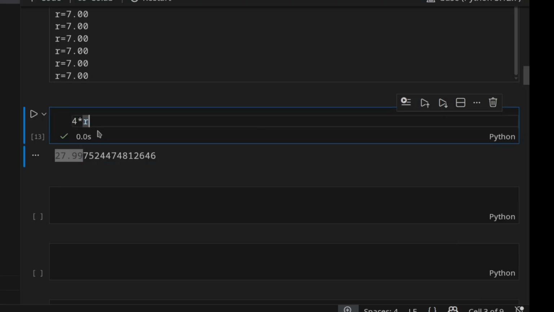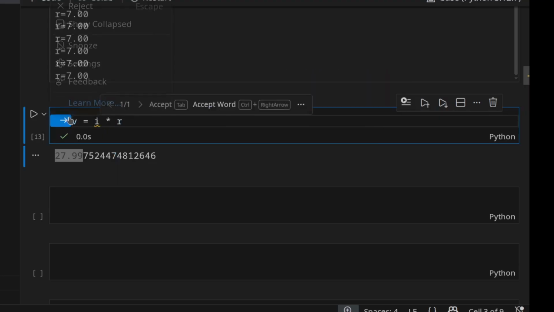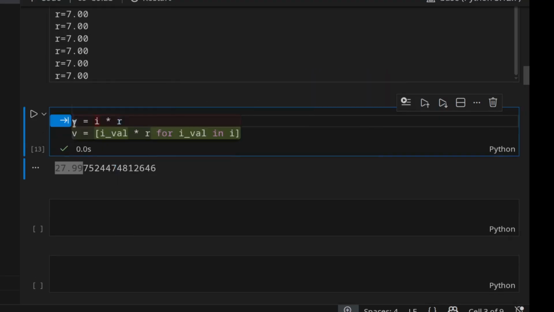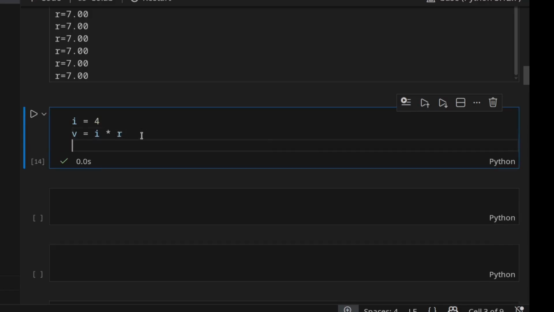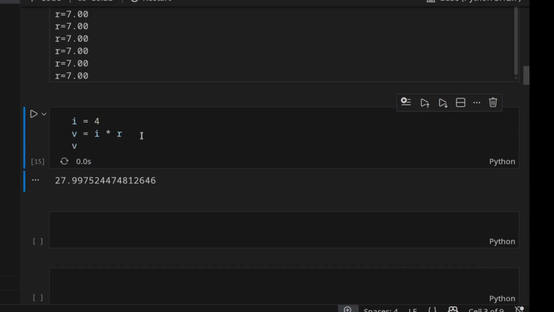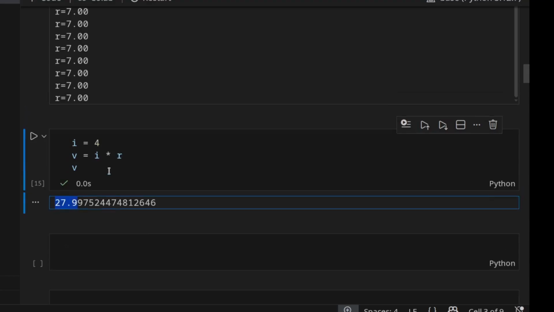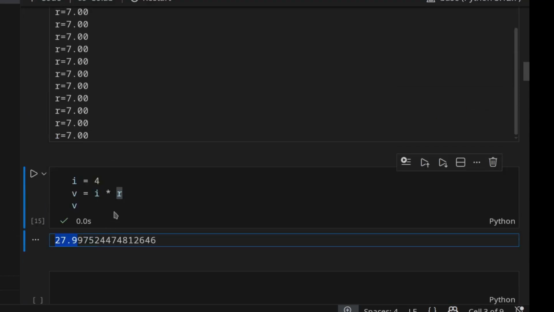So if I put it in the right equation form, V equals IR. If I say I times R, and come up here and set I equals 4, then it should show the same result. So V equals IR, and make it print V. So 28, approximately.